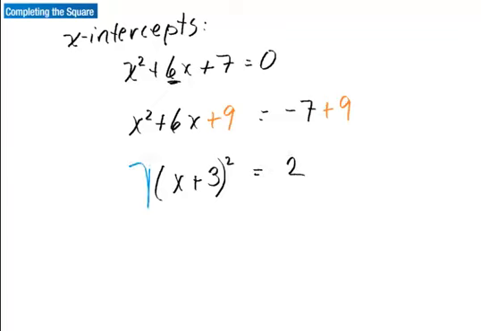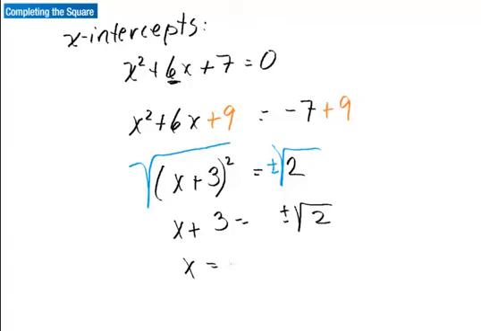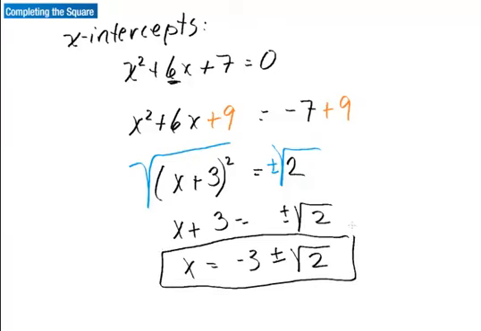And then I'll take the square root of both sides, remembering my plus minus case. And I'll get x plus 3 equals plus minus square root of 2. Subtract 3 from both sides, and x equals -3 plus minus square root of 2. And that one is finished.